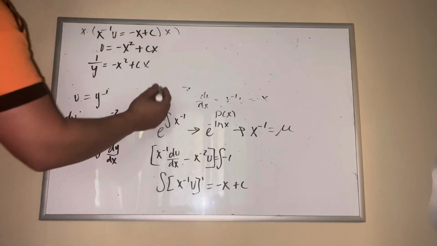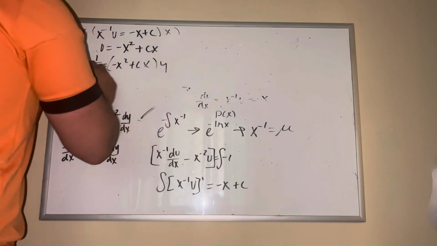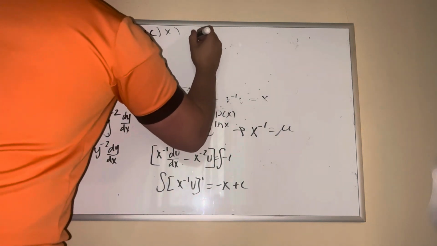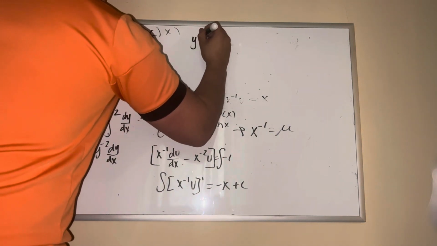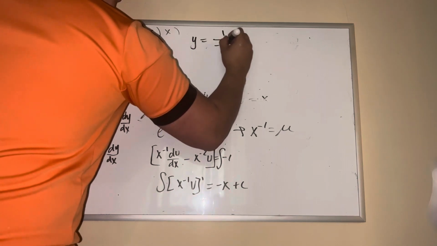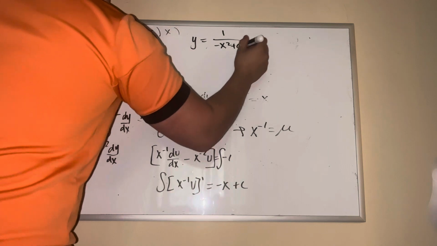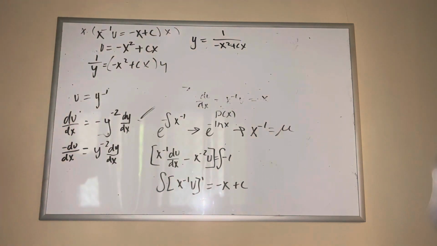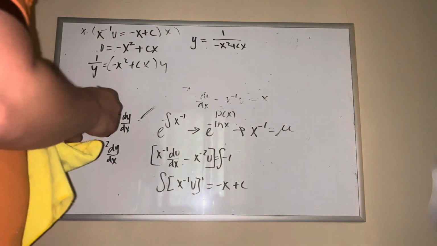So, solve for y, which is 1 divided by negative x squared plus cx. So y is equal to 1 over negative x squared plus cx. And that is the solution to a Bernoulli equation.